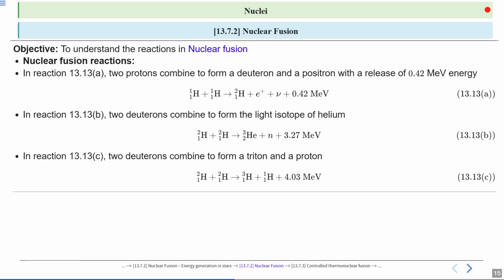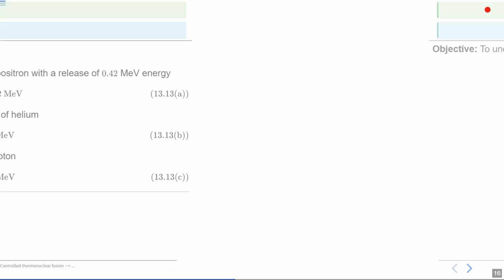In reaction 13.13c, two deuterons fuse to form a triton, which is a hydrogen nucleus with one proton and two neutrons, and a proton. This reaction releases 4.03 mega electron volts of energy, which is even higher than the previous two. These examples show us the variety of products and energy outputs possible in fusion reactions.